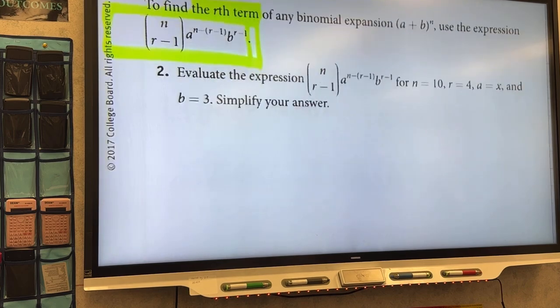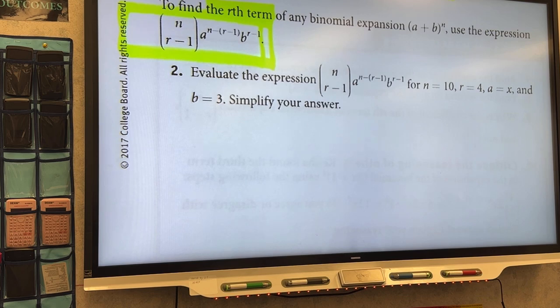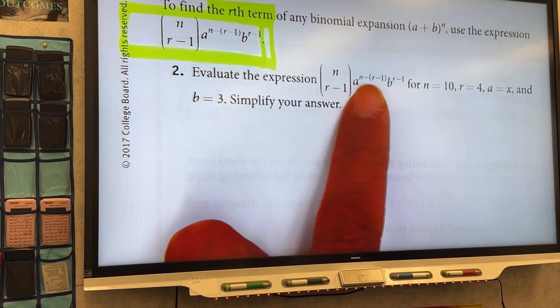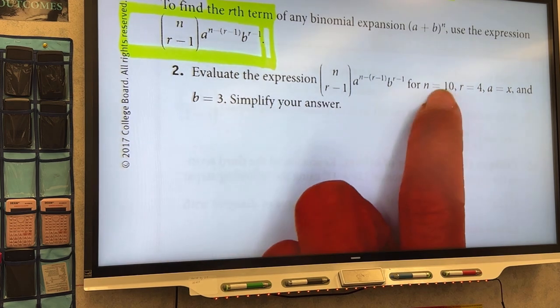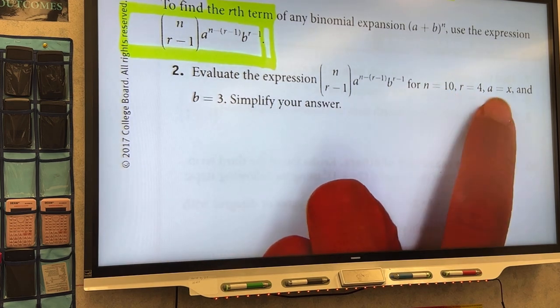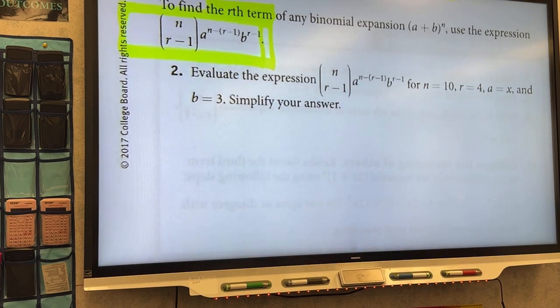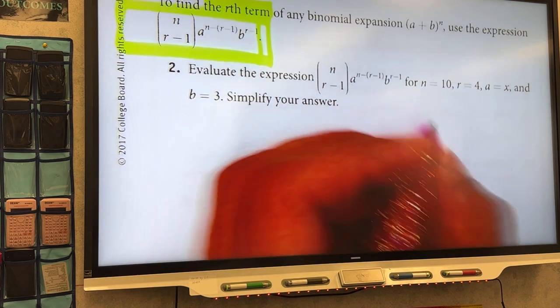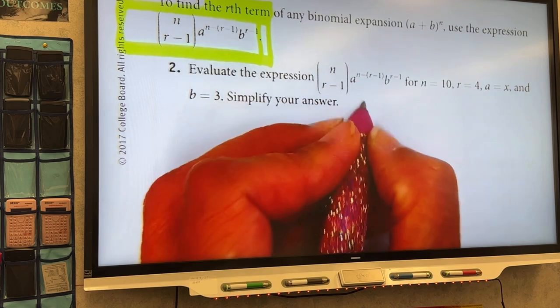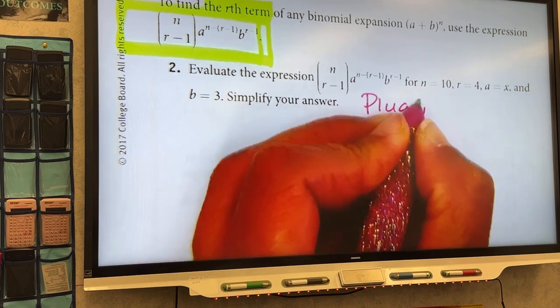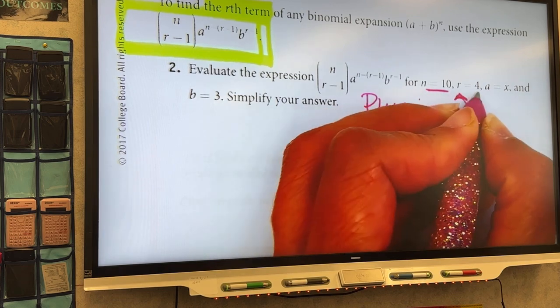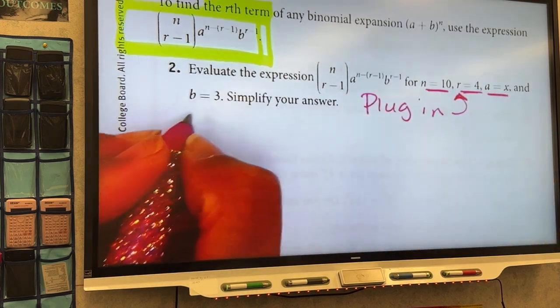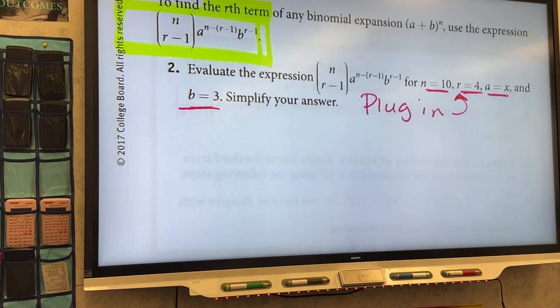So in number 2, it says evaluate the expression n choose r minus 1 of a to the n minus (r minus 1) power, b to the r minus 1 power, for n equals 10, r equals 4, a equals x, and b equals 3. So look at what they gave us. They gave us what to plug in. Plug in all of these things. We've got n is 10, r is 4, a equals x, and b equals 3. Plug them in.